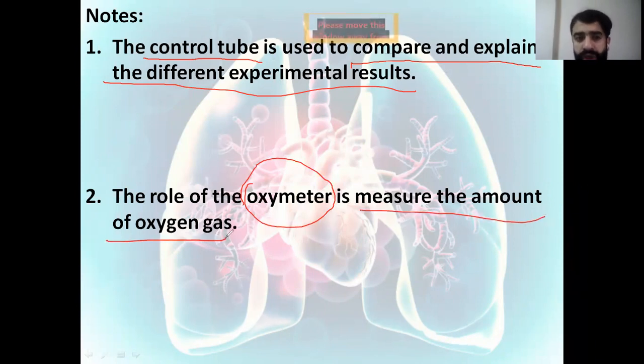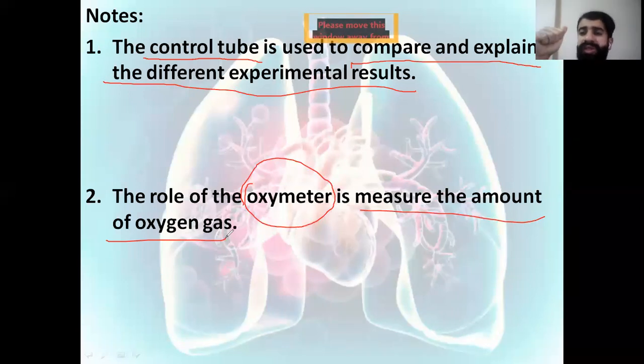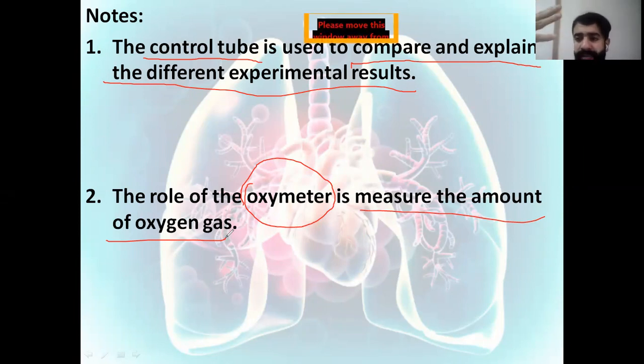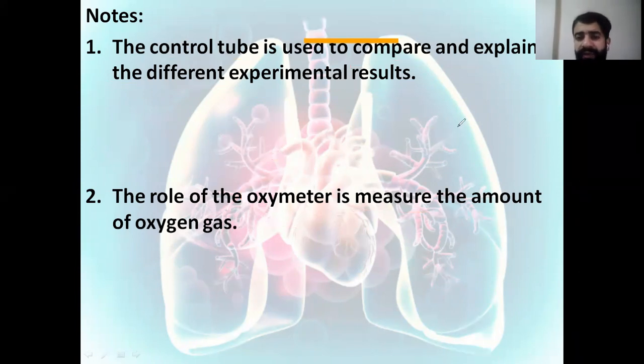So here we have two important notes. You have to know what is the role of the oximeter, which is used to measure the amount of oxygen, and what is the role of the control tube? It's used to compare and explain the different experimental results.